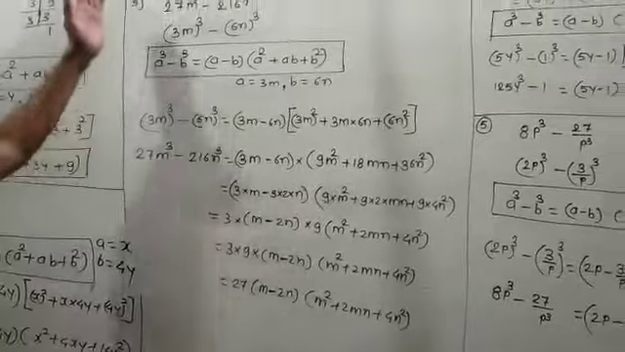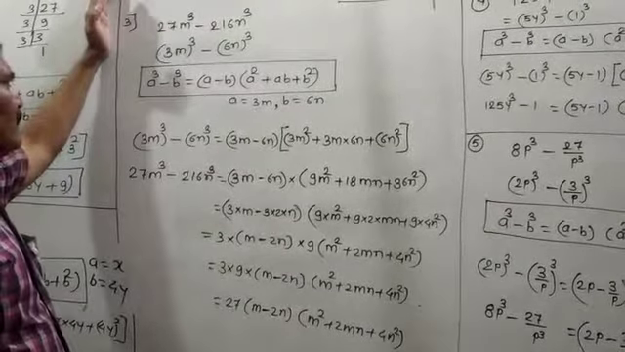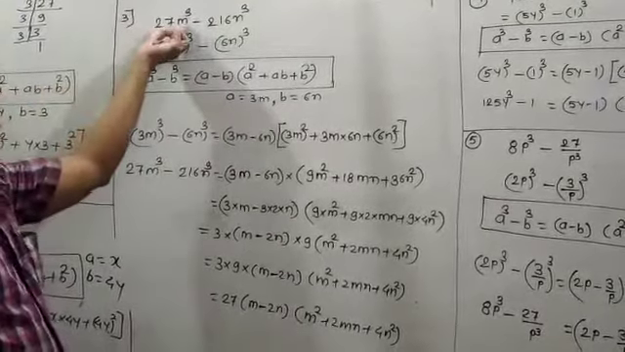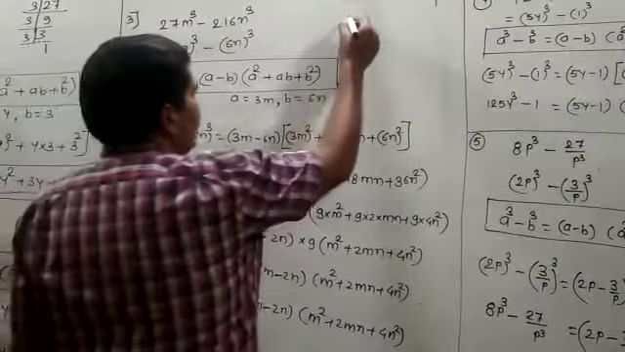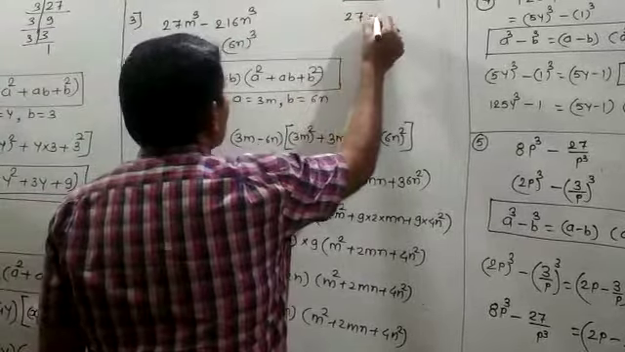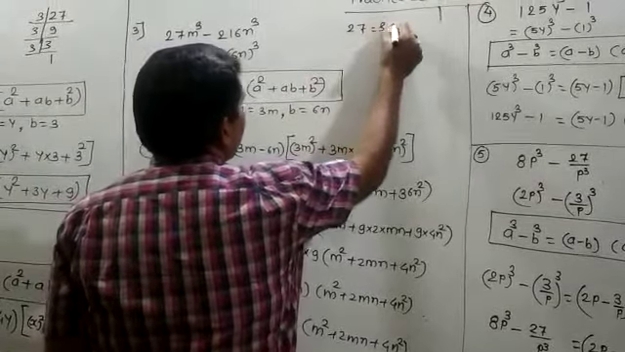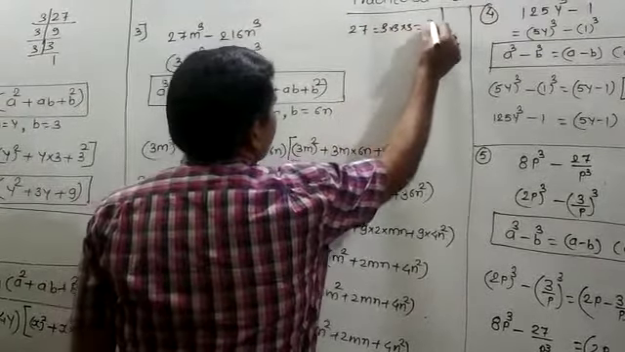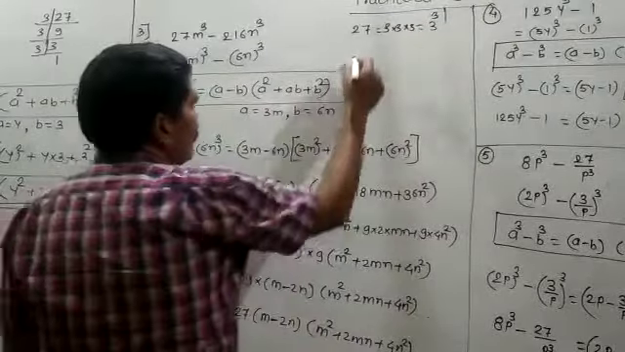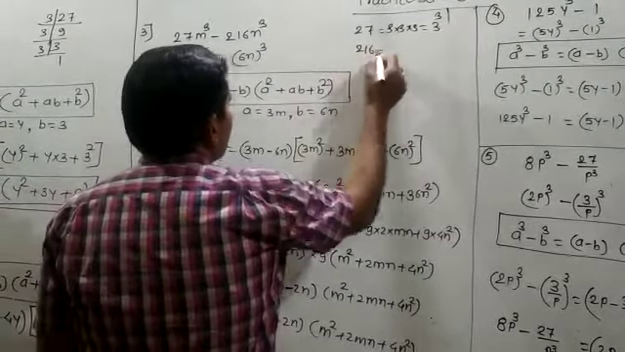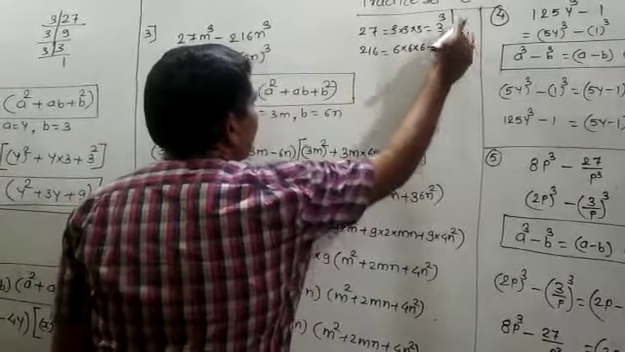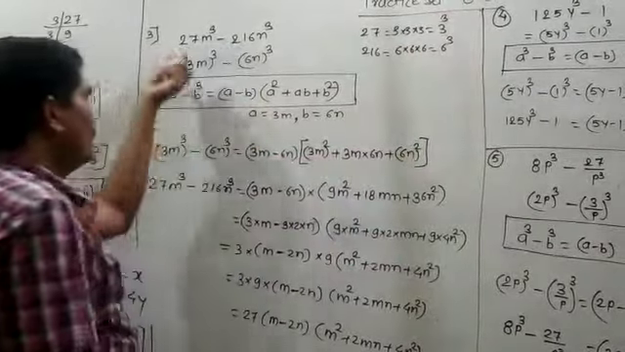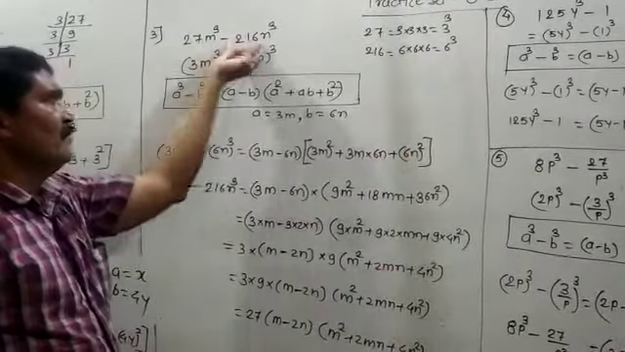Then you have to come to the next question, third question. 27 m cube minus 216 n cube. This 27 you will write, 27 is equal to 3 into 3 into 3 is equal to 3 cube. And this 216 is equal to 6 into 6 into 6 is equal to 6 cube. Means you have to find out whether this 27 is a perfect cube or not, 216 is a perfect cube or not.